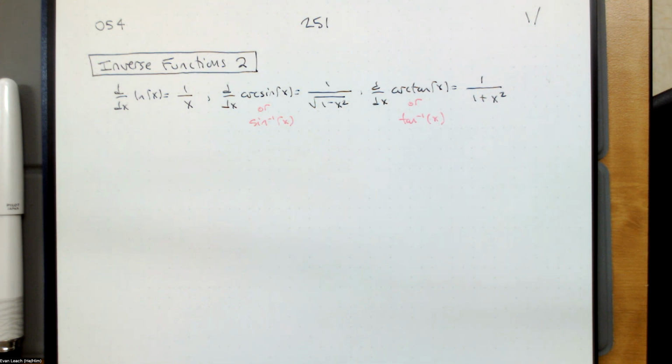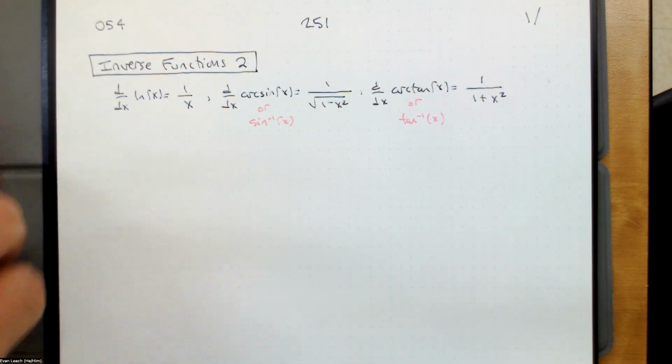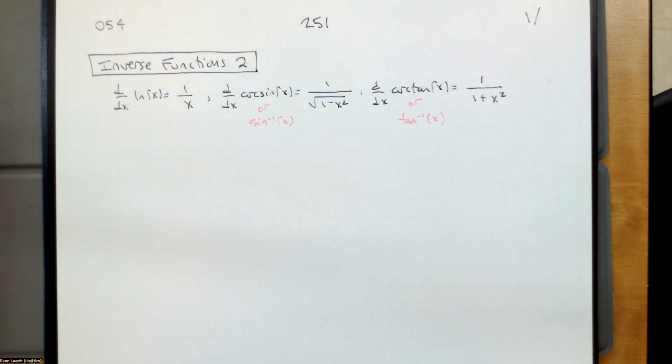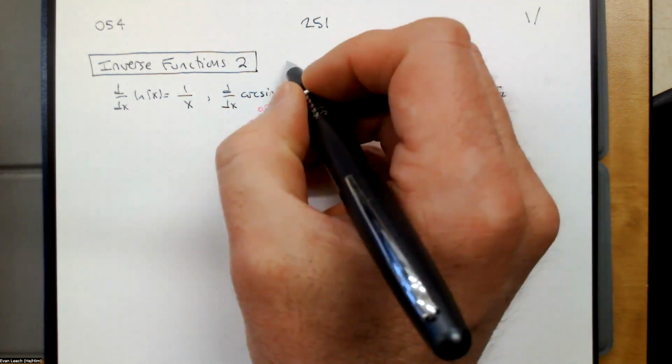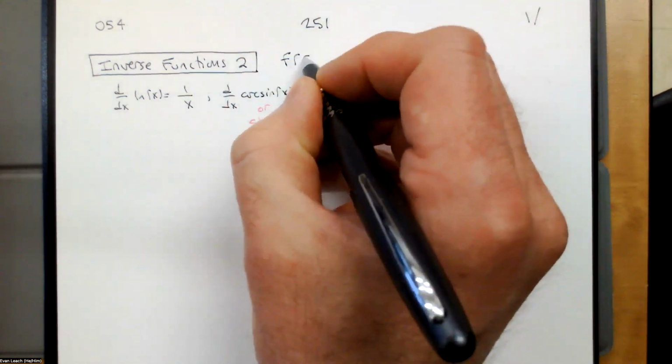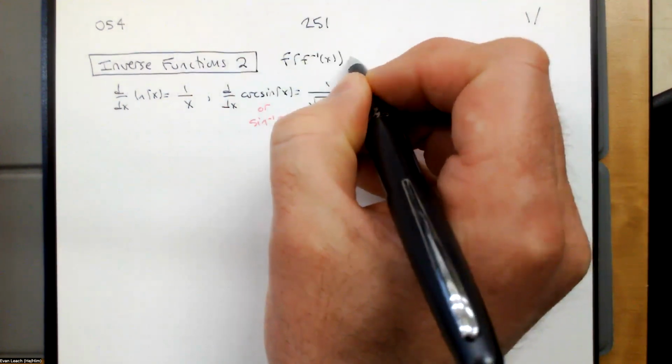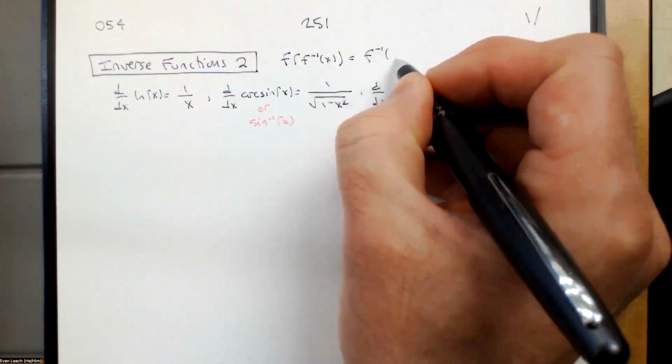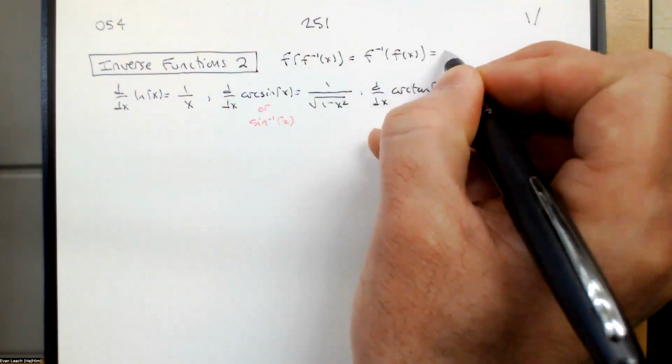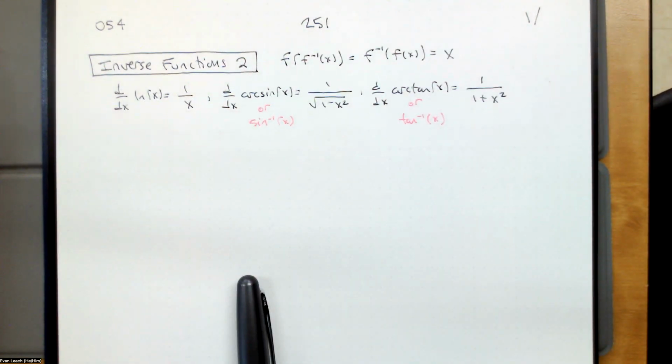So details aside, let's get into some mechanics of where these come from. So remember that inverse function means that f inverse of f of x equals x. If we apply a function and then the inverse function, we should be back to where we start. Start with x, do f of x, then do f inverse of x, you'll be back at x. This is what we mean by an inverse function.